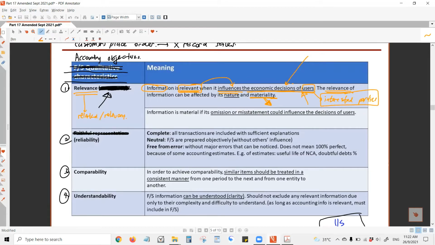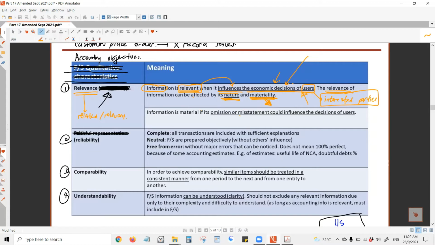Honestly, I do not know, I'm not very good at explaining these four terms, because even the IG materials don't have a lot of information. But when you see the exam questions, I will guide you on how to apply the notes here to the questions. It's very easy. Don't worry. So for now, relevance means that your financial statements must influence economic decision of users, and it's also related to the nature and materiality of your financial statements.